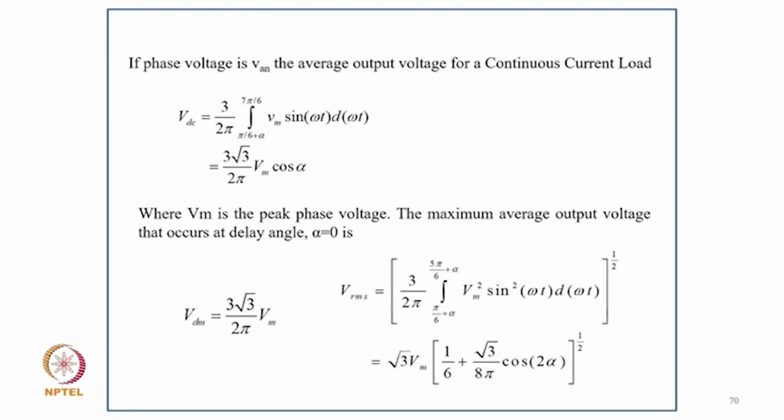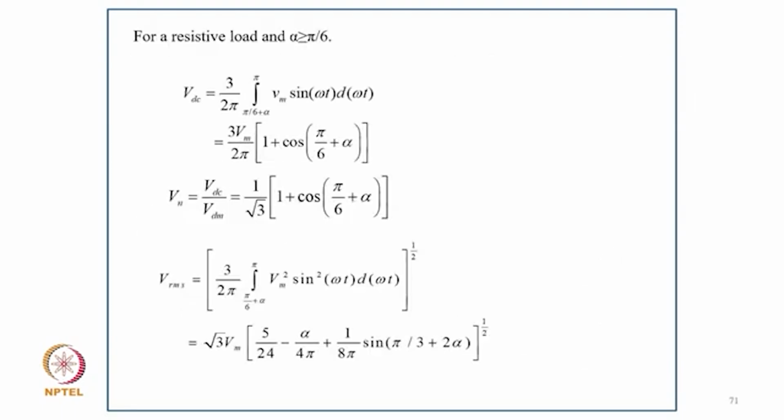d omega t, that is 3 root 3 by 2 pi into Vm cos alpha, where Vm is the peak voltage. The maximum average output voltage occurs at firing angle alpha equal to 0, and VDC equals 3 root 3 Vm upon 2 pi. And VRMS becomes, in bracket, 3 by 2 pi integral from pi by 6 plus alpha to 7 pi by 6 of Vm square sin square omega t d omega t to power half, and that is equal to root 3 Vm in bracket 1 by 6 plus root 3 upon 8 pi cos 2 alpha power half.